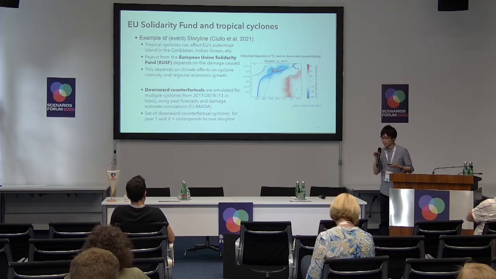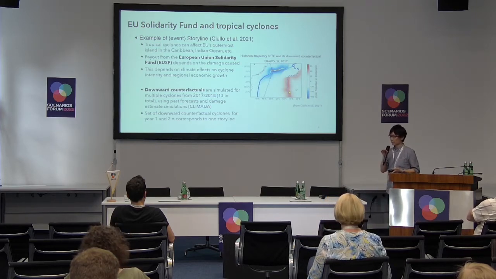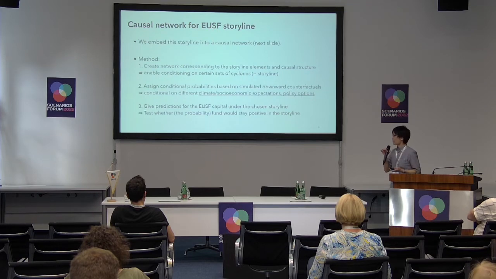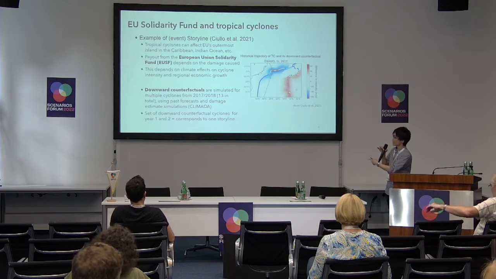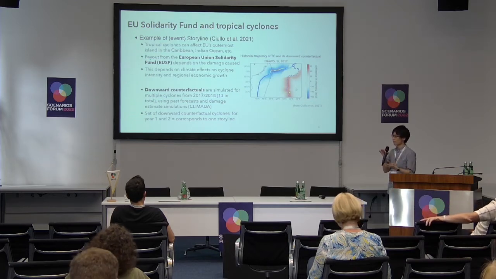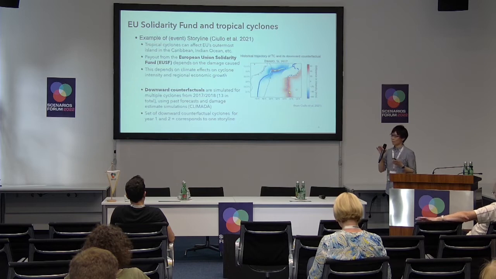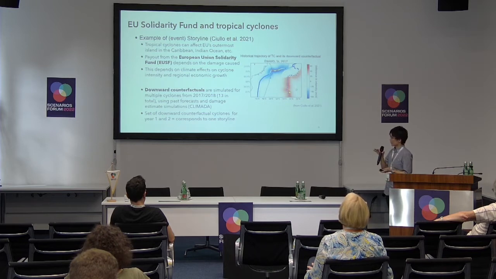So we consider these kinds of downward counterfactual cyclones of the 13 historical cyclones, and what could have happened in the 13 cyclones. But thinking of a situation where all 13 cyclones cause damages with downward counterfactual situations is not realistic. So we consider subsets of the cyclones and think of each subset as an individual storyline.